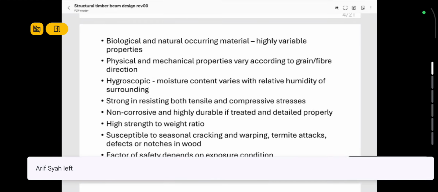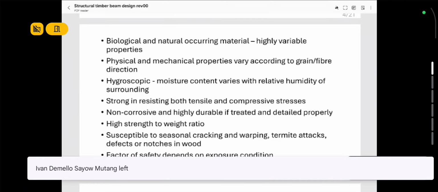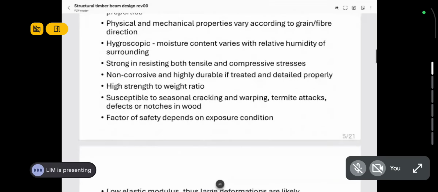The thing with timber is it is susceptible to seasonal cracking and warping, termite attacks, and defects in the wood. Therefore, you need to apply a factor of safety based on the exposure condition in which you use the timber. For example, if you use the timber in wet conditions, such as exposed timber on the external part of a building, exposed to weathering, you need to apply a higher factor of safety to your design.